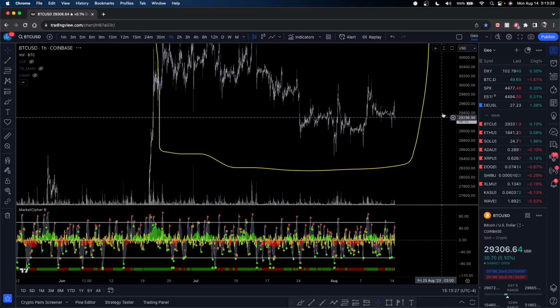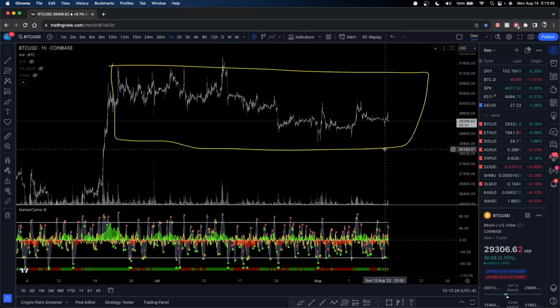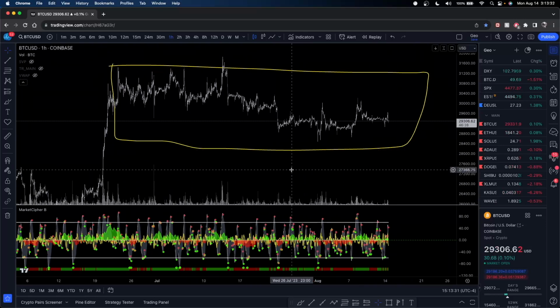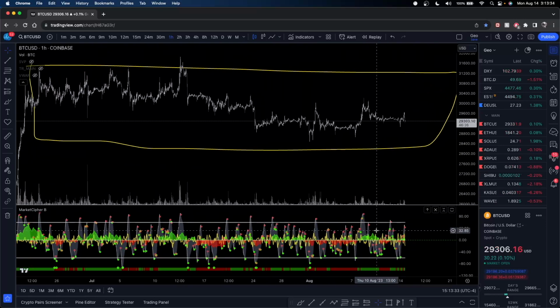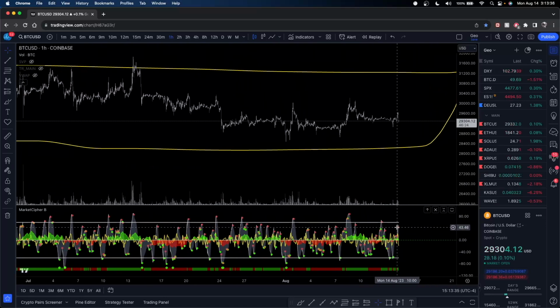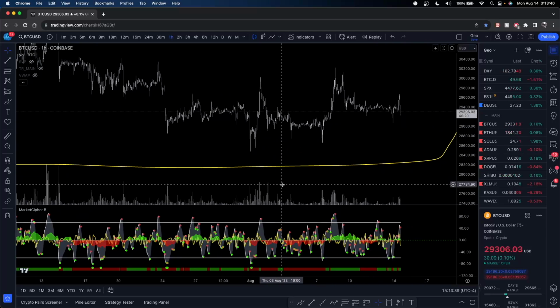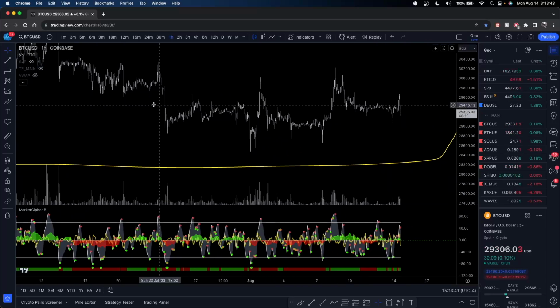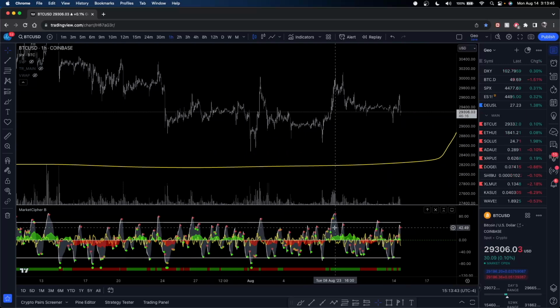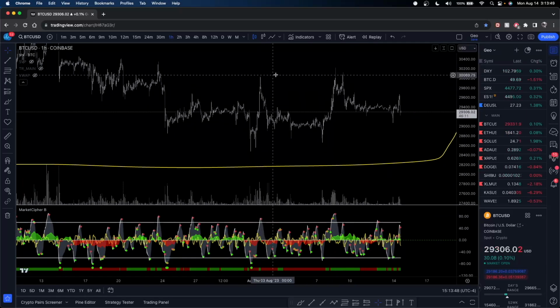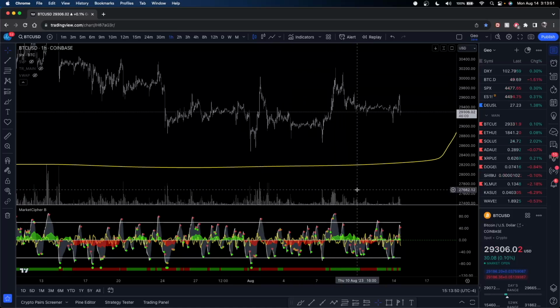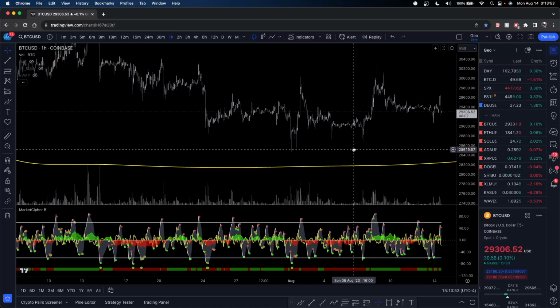Another way to look at your volume is to look for divergences in your volume. Just as we would with our Market Cipher B, which I'm going to put away here in a minute, you can use the volume bars as confluence with your Market Cipher B to look for divergences. So if price is increasing, but the volume is decreasing, that would be considered a divergence.